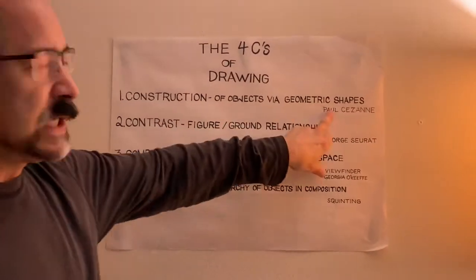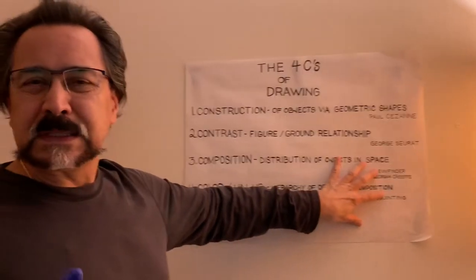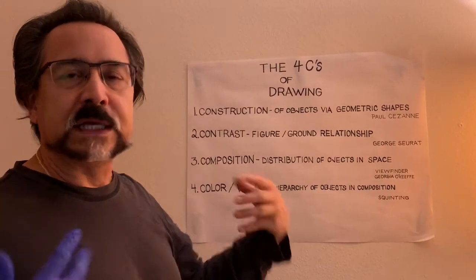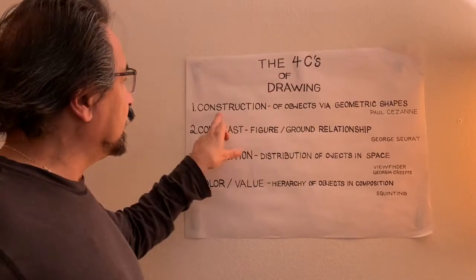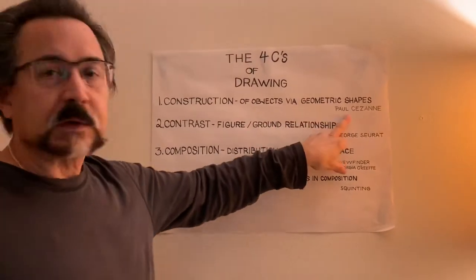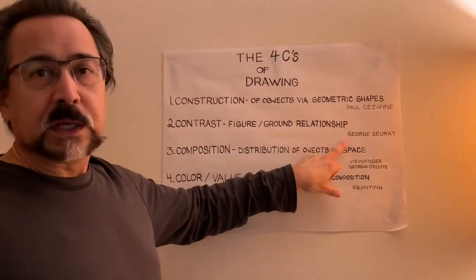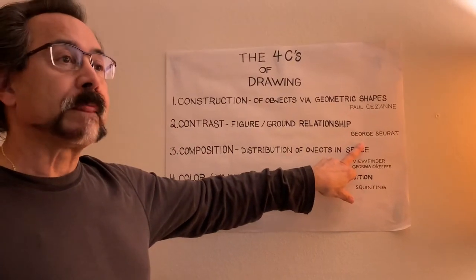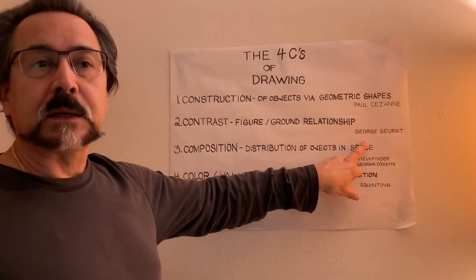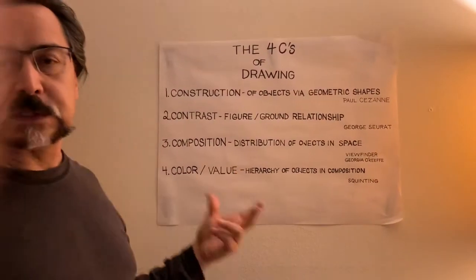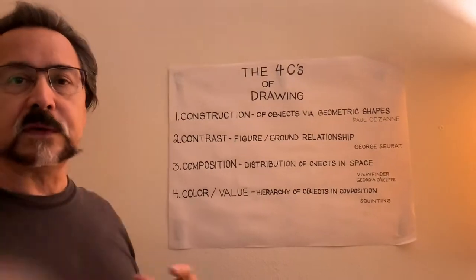So I generally will state something or an artist that deals with that. So in the first one, construction, that's a theory by Paul Cézanne. In the figure-ground relationship, you can see Boy with a Straw Hat by George Seurat. Now the third one is composition, which is simply a design concept of distribution of objects in space.